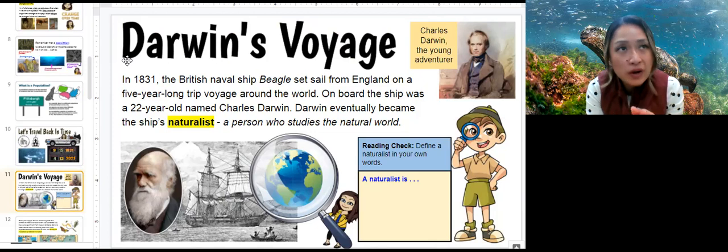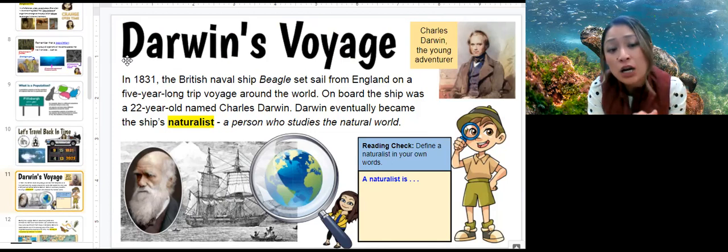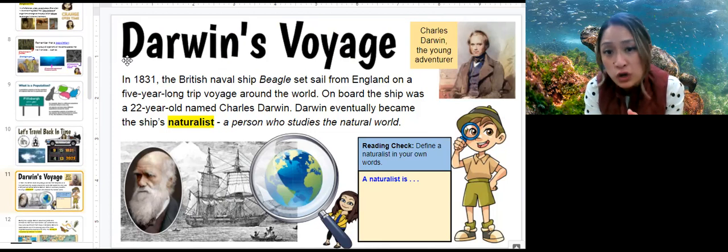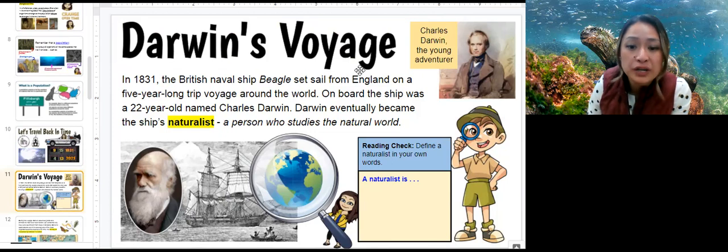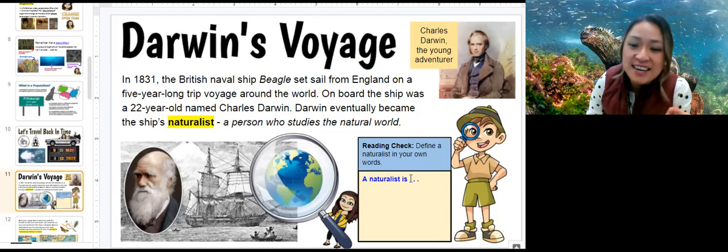And so in the same way that we talked about Gregor Mendel as the father of genetics, Charles Darwin is the father of evolution and natural selection. For your reading check here on slide 11, define a naturalist in your own words. A naturalist is, and then you would write what you think. And this is an image of Charles Darwin as a young adventurer, and this is what he looked like in his older age.